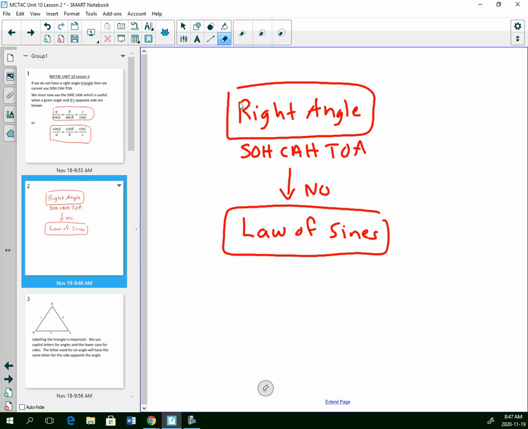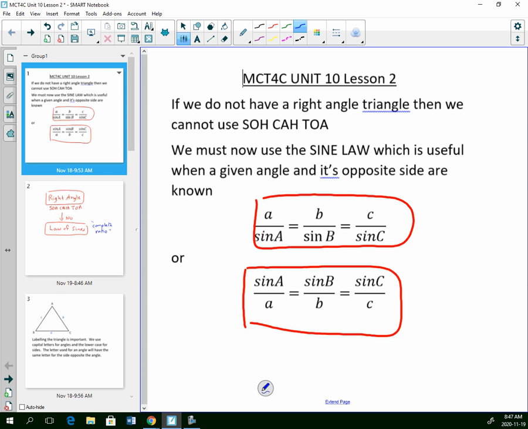In order to use law of sines, you must have a complete ratio. If we look at the formula, a complete ratio means you must have both of one of them, okay? So you have to have a side and an angle of one of the ratios.